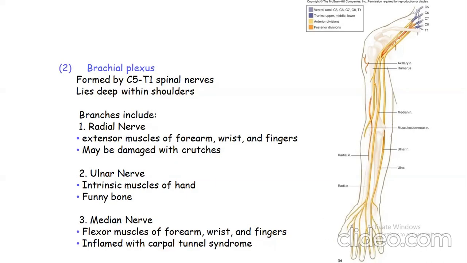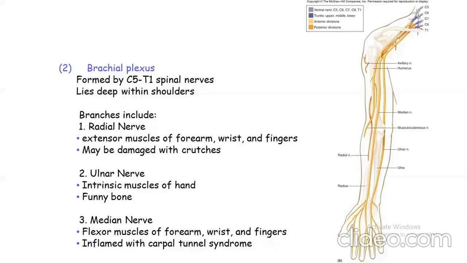Next one is the brachial plexus. They are formed by C5 to T1 spinal nerves. Lies deep within the shoulder. The branches include, first one is radial, second one is ulnar, and third one is the median nerve. First one is the radial nerve. They supply extensor muscles of forearm, wrist and the fingers. May be damaged with the crutches.